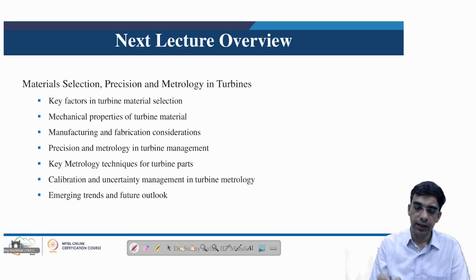So in the next lesson, we will look at material selection, precision and metrology in turbines. We'll look at what are the key factors in selection of material for turbines, mechanical properties, their manufacturing and fabrication considerations. What are the precision and metrology, how these are implied in manufacturing of turbines, key techniques, their calibration, and then we will look at the future trends in the aspect of precision and metrology of turbines.